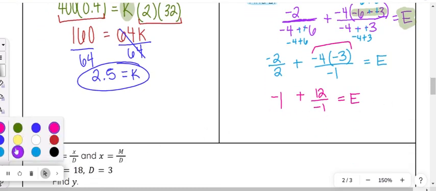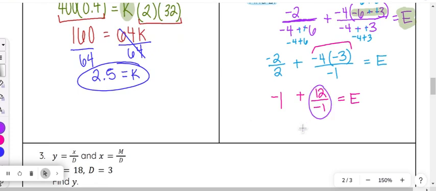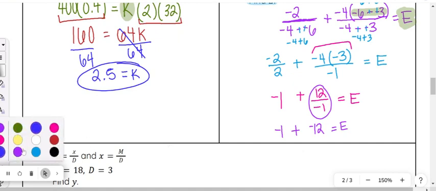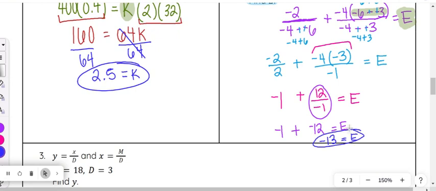And then we can go ahead and simplify one step further. 12 divided by -1 becomes -12. So this is -1 plus -12, or in other words, -1 minus 12, however you want to look at it. And again, that's equal to e. So then our final step is just to combine those constants, -1 and -12, and we get -13 is what e is equal to. So that is our answer on number 2.